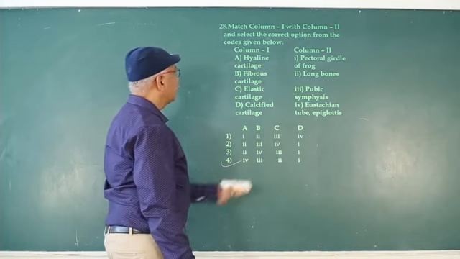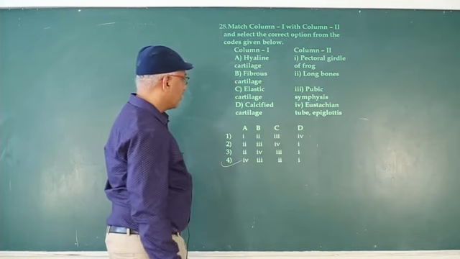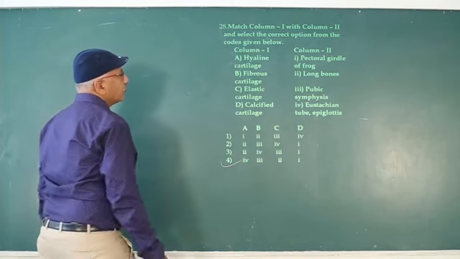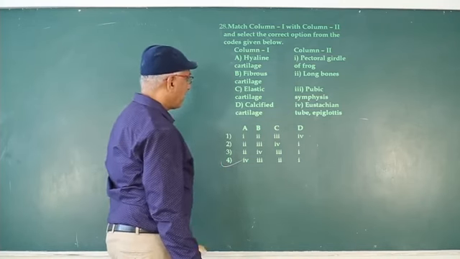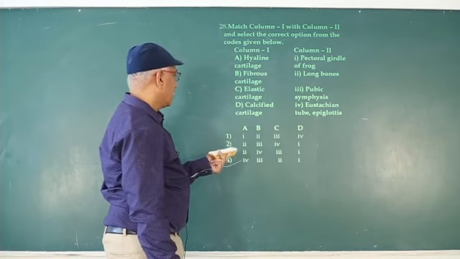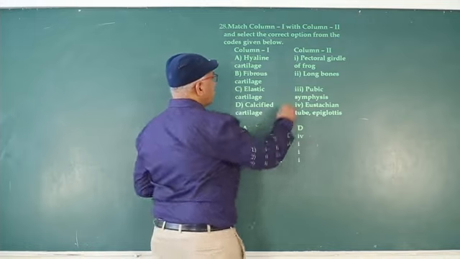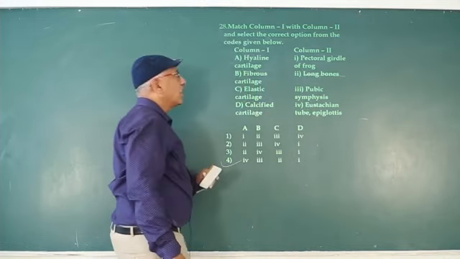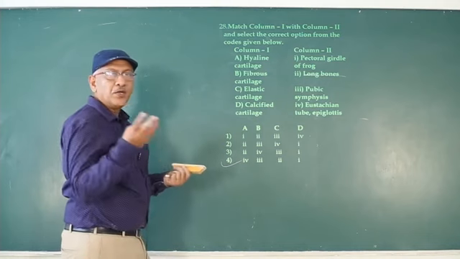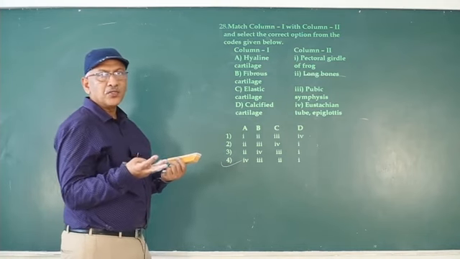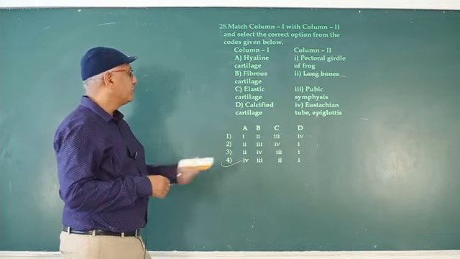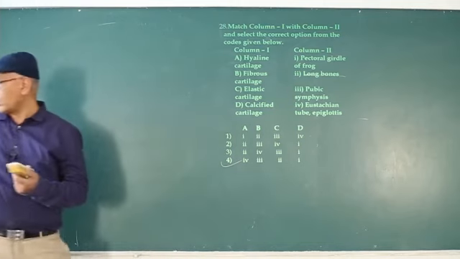So that is a long bone. Calcified cartilage, pectoral girdle. So here elastic cartilage is C. So it is not long bones. Elastic cartilage is present in, you all know, 3 E's: Eustachian tube, epiglottis, or ear pinna. Next question.